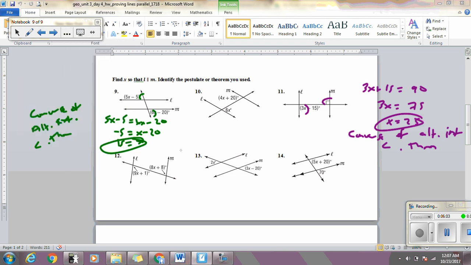On number 13, these are alternate exterior angles. Again, they're equal, so 2x is equal to 3x minus 20. So we would subtract 3x, which would give you negative x equals negative 20. Divide by negative 1, so x is equal to 20. And again, this is the converse of the alternate exterior angles theorem.